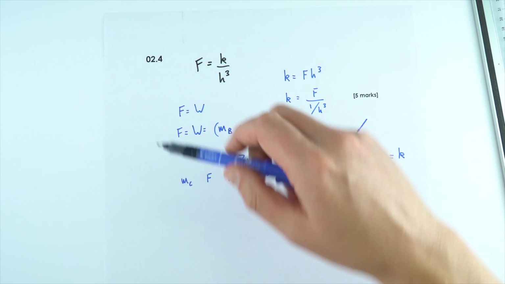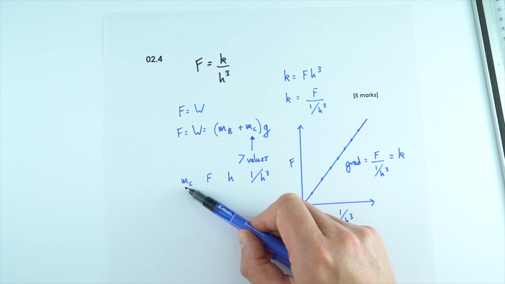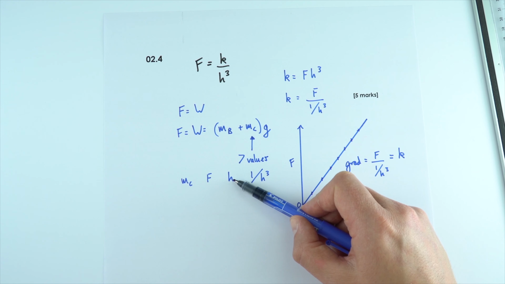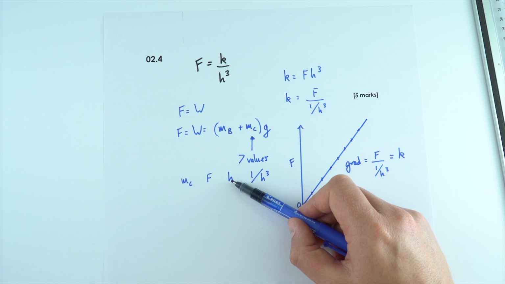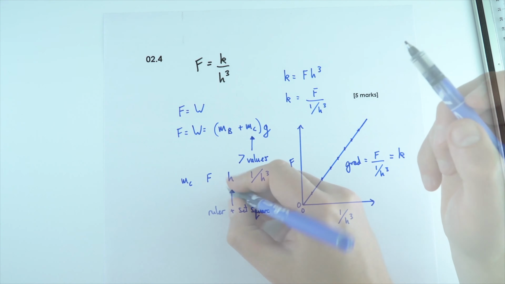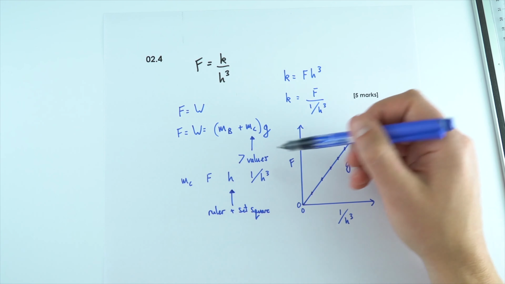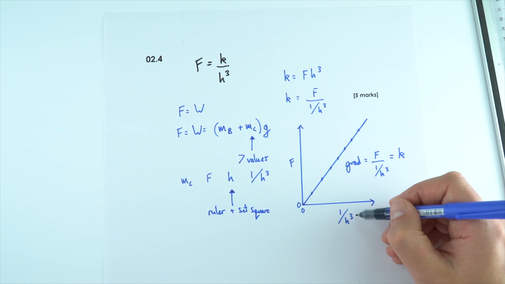You record the values for the mass of clay added. You work out the force, and also you're measuring h. When it comes to measuring h, you need to make sure that you're using maybe a ruler and a set square. That allows you to get accurate values which have low uncertainty. You then plot a graph of F against 1 over h cubed.